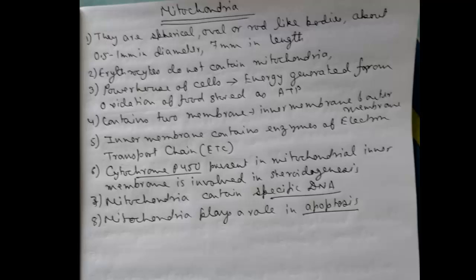Now, let's have some of the functions of these different cell organelles. Nucleus helps in DNA replication and transcription. Endoplasmic reticulum helps in biosynthesis of proteins, glycoproteins, lipoproteins. It also helps in drug metabolism and synthesis of cholesterol. Golgi body helps in maturation of synthesized proteins. Lysosome helps in degradation of proteins, carbohydrates, lipids and nucleotides.